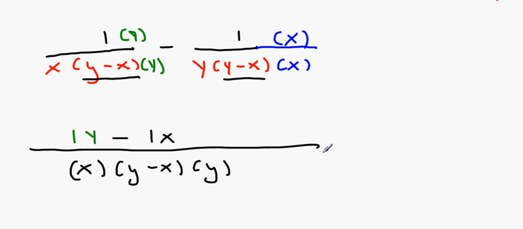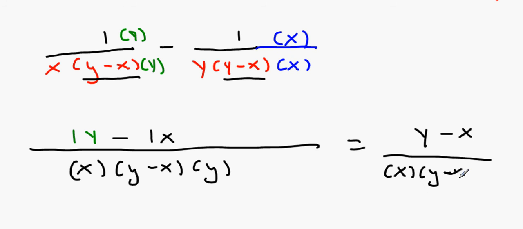Now, look at the bottom. The bottom also has a y minus x in it. So it's basically the same as saying y minus x divided by x bracket y minus x bracket y. Now, this means that the two y minus x's can actually cancel each other off, and our answer is going to be 1 over x, y.